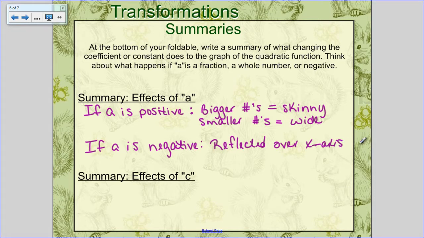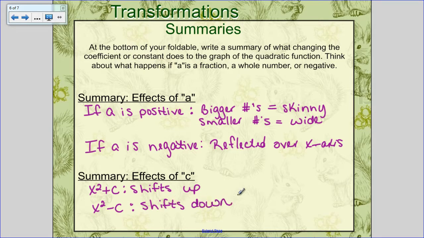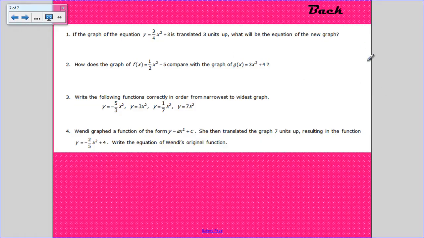Then on that last flap, when we changed C, if I added a value, it moved the parabola up. If I subtracted a value, I moved the parabola down. So x squared plus C shifts the parabola up. If it is x squared minus C, it shifts the parabola down. And those are going to be the important things you're going to need to know, and we're going to use those to answer these 4 word problems that are on the back of your foldable. If you'll flip it over to the back, you've got 4 word problems.